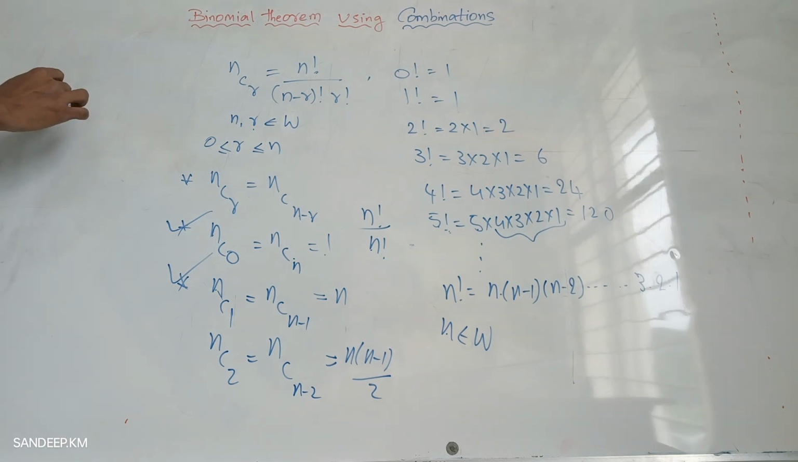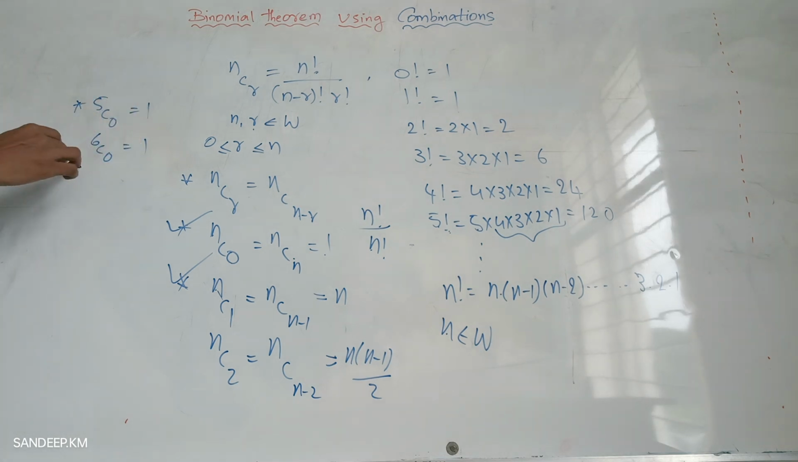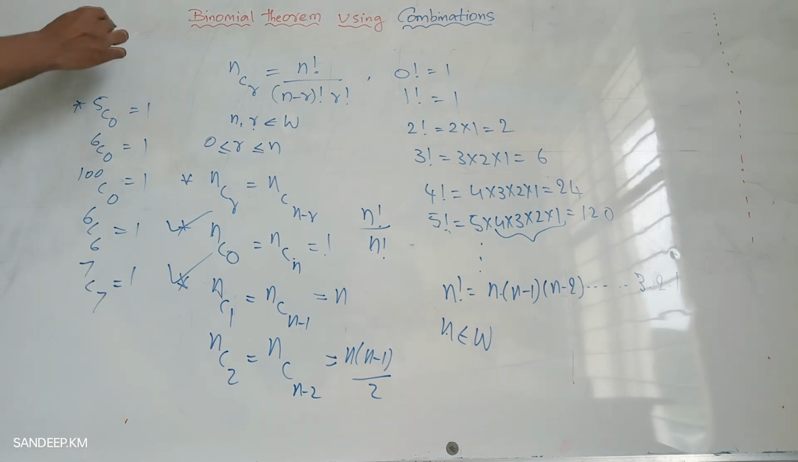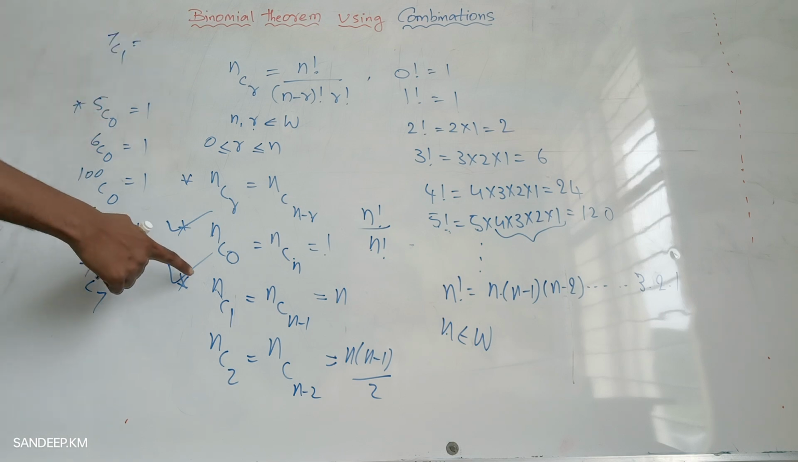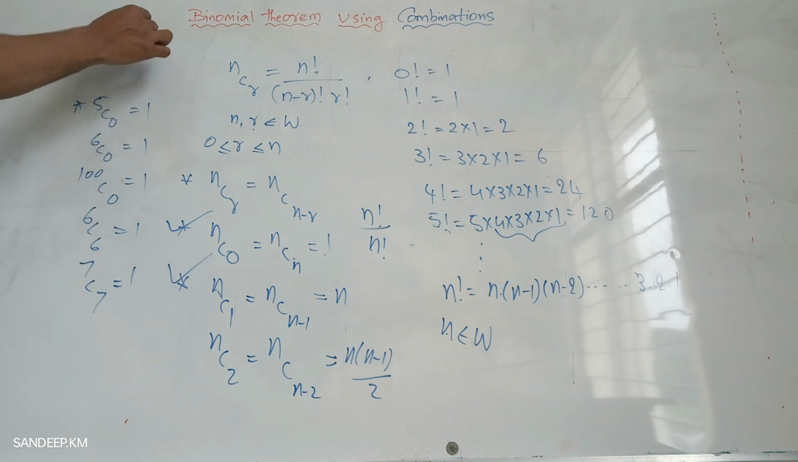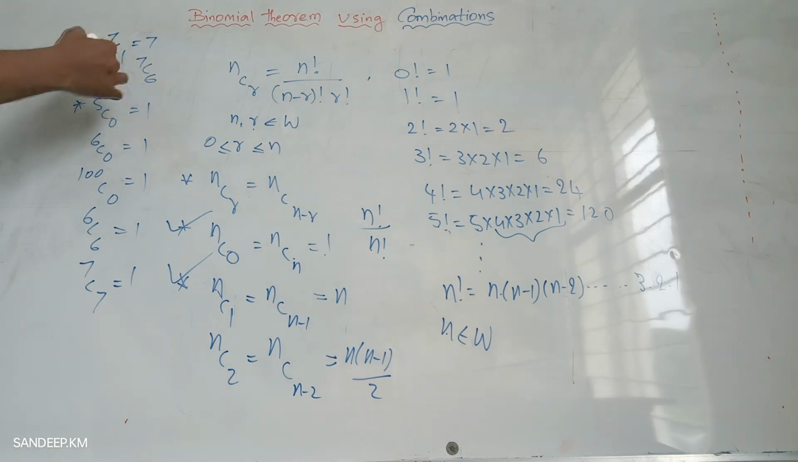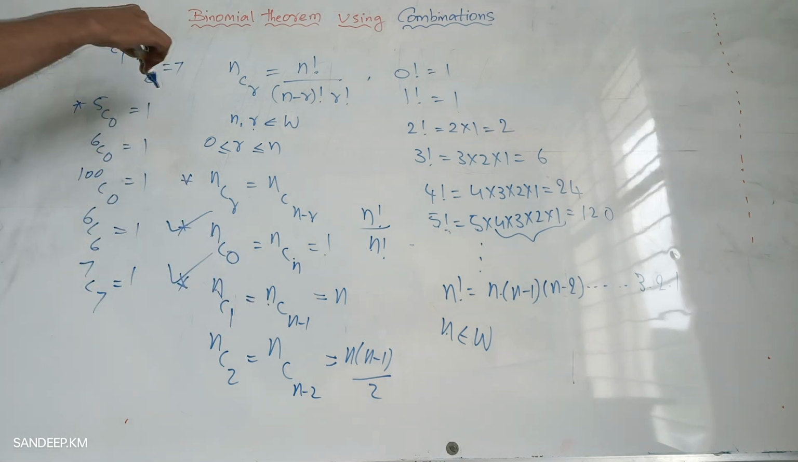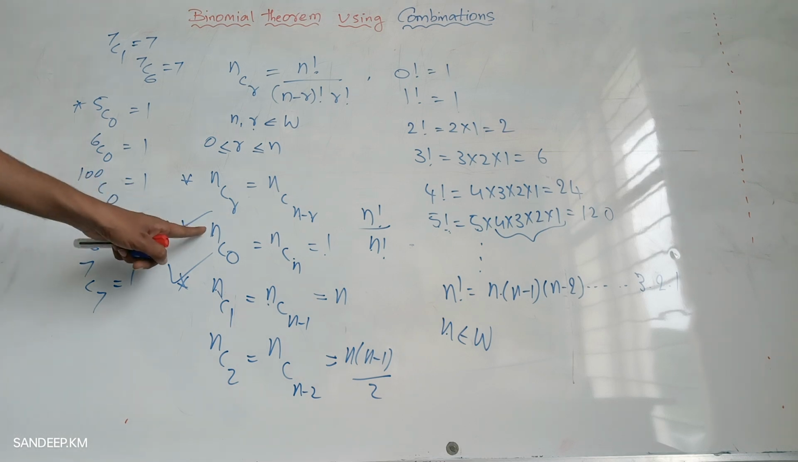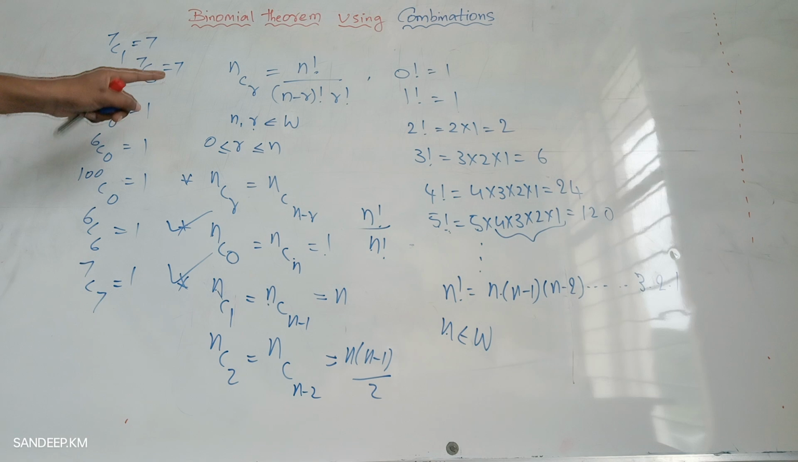How do we use it? In problems, if you find 5C0, no need to calculate, it is 1. If you find 6C0, no need to calculate, 1. If you find 100C0, no need to calculate, 1. So nC0 is always equal to 1. Similarly, if you find 6C6 or 7C7, no need to calculate, the answer is 1. Next, if you find 7C1, what is the answer according to this formula? The answer is 7. If you find 7C6, again 7. So I will be using these two repeatedly while calculating nCr values. So you have to practice it.